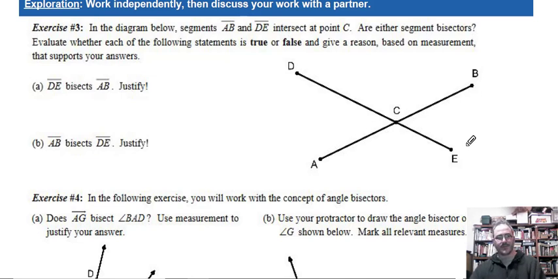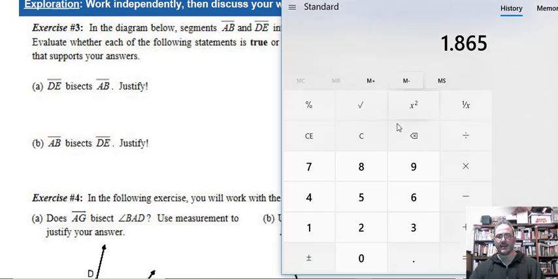So it's possible that DE is a segment bisector of AB. DE bisects AB at point C. We might be able to say that. So let's look at our statements. DE bisects AB. Justify. Does DE bisect AB? Well, we could measure this, to say this is 3.94. If that's 3.94, then I bring out my handy dandy calculator.